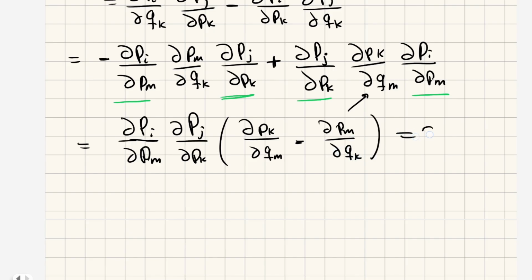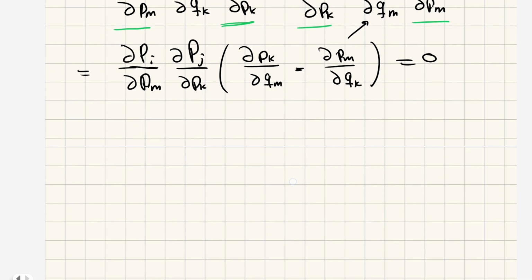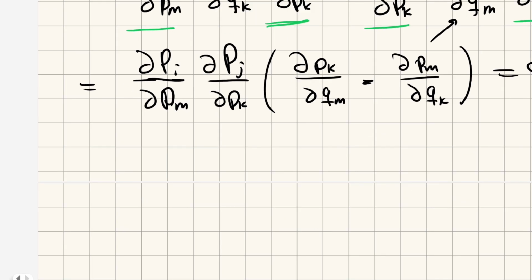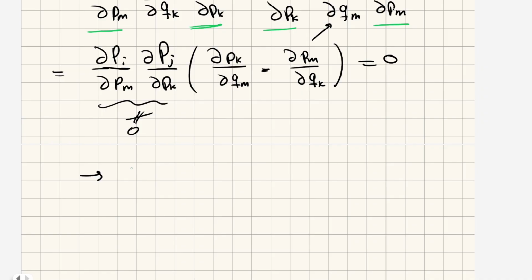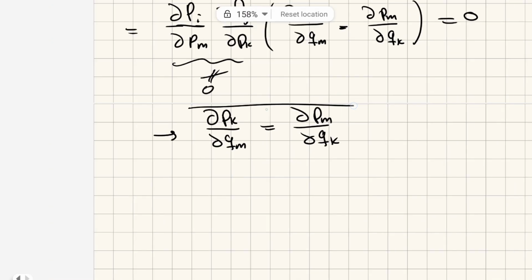Perfect. Recall that this needs to be equal to 0, and looking at these capital P's, which depend on the little p's, this little pm and this little pk, this is not going to be equal to 0. Actually, this is different from 0, right? So here we can say that the derivative of little pk with respect to qm is equal to the derivative of little pm with respect to qk. Perfect. This is another important result that we are going to use.